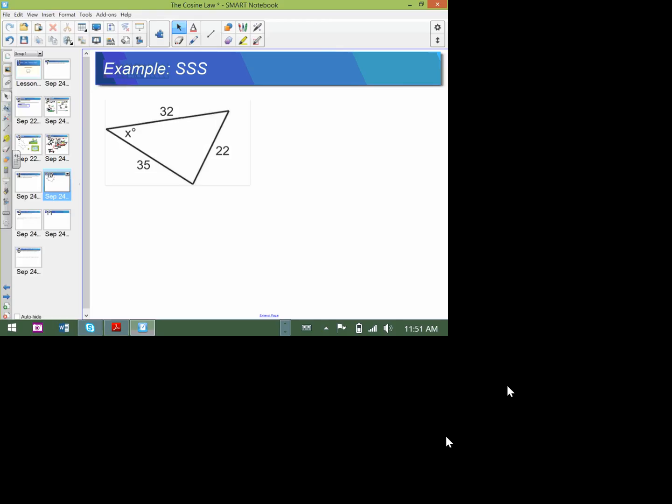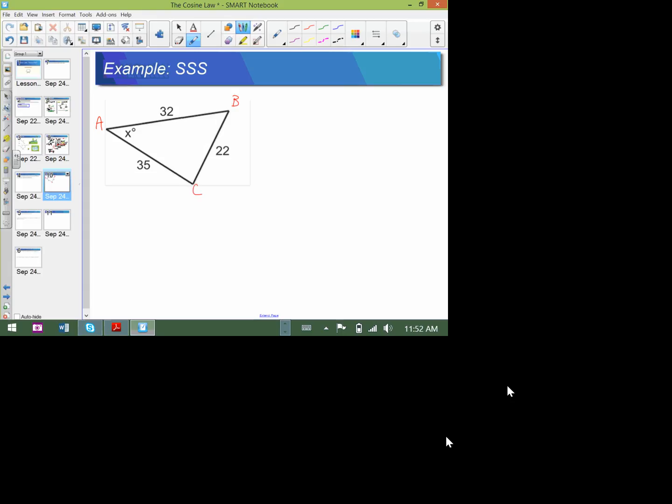So in this one, we're going to have a look at triple S, or side, side, side, which is about finding missing angles using the cosine law. So our task is to find angle X. We're missing a few labels, so let's give this triangle a name. I guess the convention would be to call it ABC.